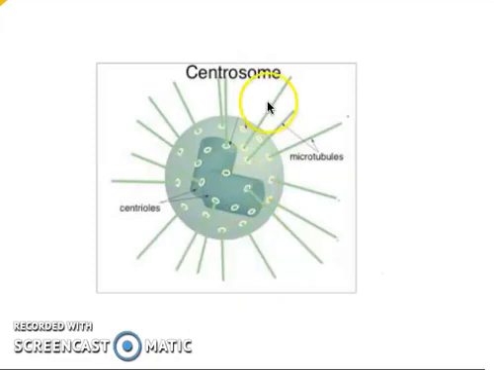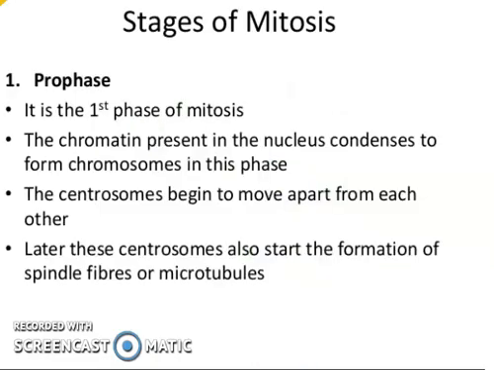Here we can see that a centrosome has two centrioles, and each centriole has 9 triplets of microtubules. 9 triplets means a total of 27 microtubules in one centriole, and there are 2 centrioles in one single centrosome. Now specifically moving towards the stages of mitosis, the first one is called prophase.